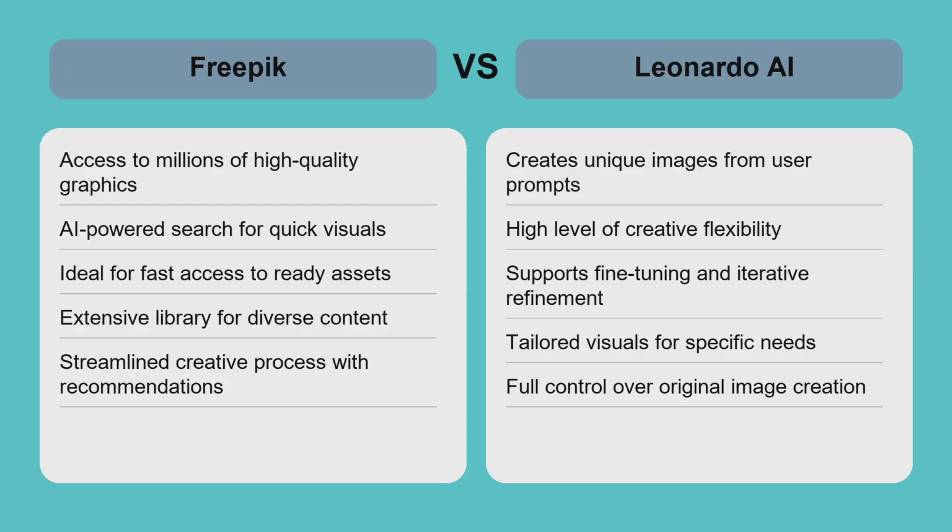For example, a marketing team needing diverse stock images benefits from Freepik's breadth, while a game developer designing custom characters gains more from Leonardo AI's flexible generation. Freepik's limitation is less control over image uniqueness, whereas Leonardo AI requires more time and experimentation. Choosing depends on whether speed and variety or creativity and customization are more important for your project.